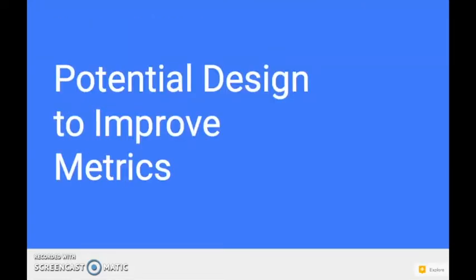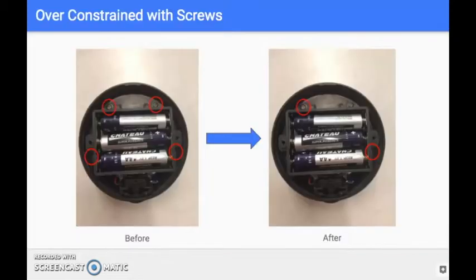So the next few slides are going to discuss the potential designs that will improve our metrics of task time and the costs. So our first idea to improve the metrics was to remove the excess constraints with these screws. In the left image, the battery casing is held in with 4 screws. We think that was unnecessary and that it only needs the 2 screws. In the right image, it shows just the 2 diagonal screws that are needed to hold it in place.